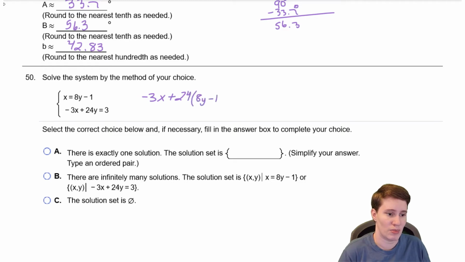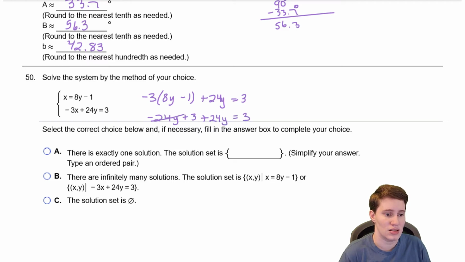I'm going to put 8y minus 1, not there. That's not where it goes. It goes where the x is, because it's x equals. We get so used to solving for y. So -3 times 8y minus 1 plus 24y equals 3. That gives me -24y plus 3 plus 24y. Hang on a second. These cancel, and I get 3 equals 3.